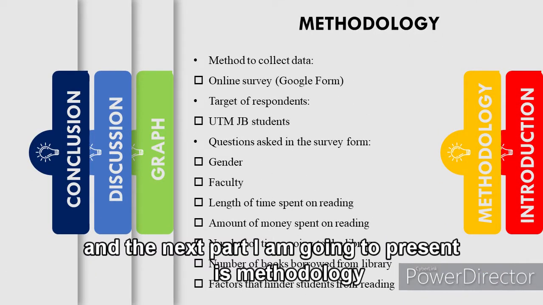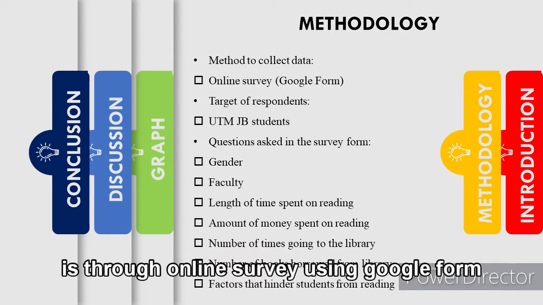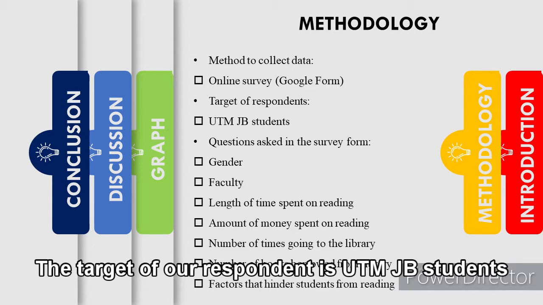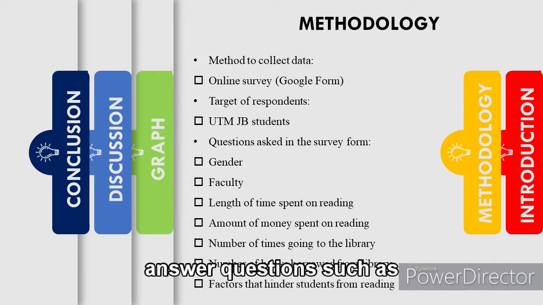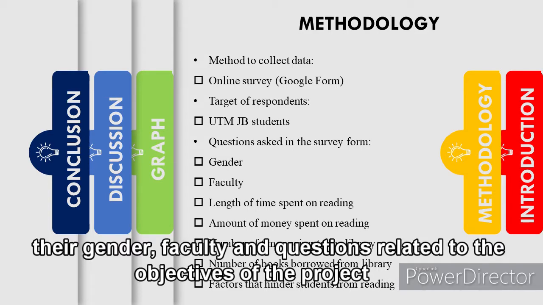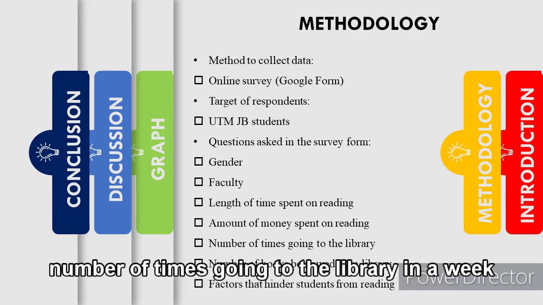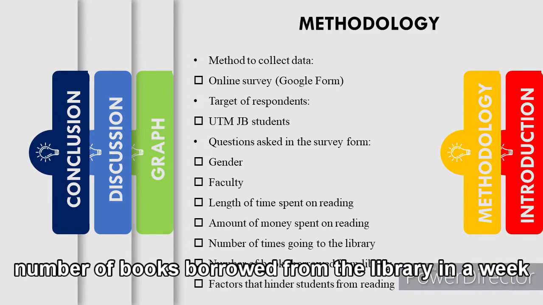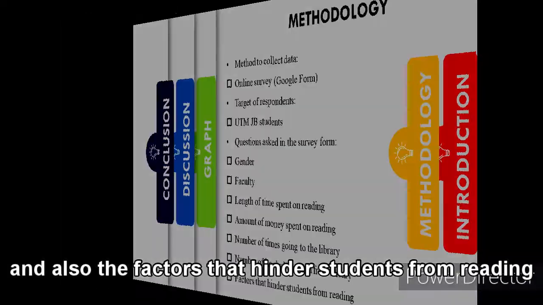And the next part I'm going to present is methodology. The method we use to collect data is through an online survey using Google Form. The target of our respondents is UTM-JV students. In this survey, the respondents are required to answer questions such as their gender, faculty, and questions related to the objective of the project, such as length of time spent on reading, amount of money spent on reading, number of times going to the library in the week, number of books borrowed from the library in a week, and also the factors that hinder students from reading.